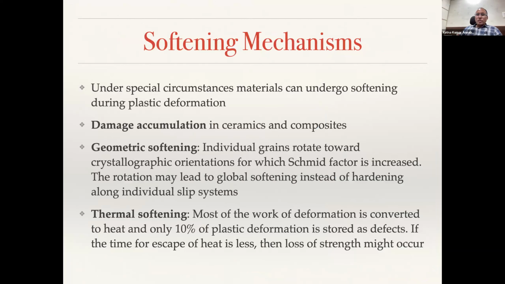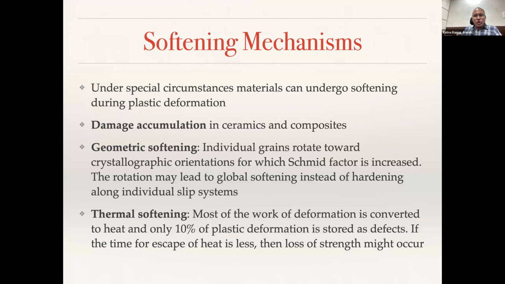All right. So far we talked about strengthening, how the material strength can increase. But it is also possible that sometimes the materials get softened. That means the softening mechanism. This can happen under special circumstances wherein the materials can soften. One of the primary softening mechanisms is damage accumulation, meaning the material internally will lose its load carrying capacity by damage. That means the bonds are permanently broken, not re-established.